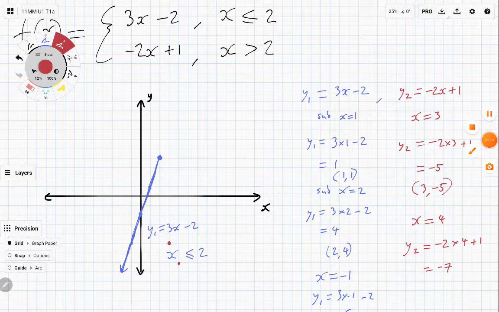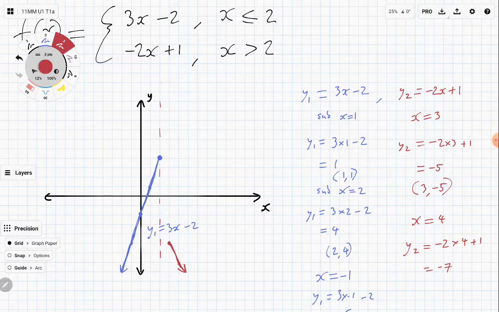So we can already get an idea of the shape of this line. It's going to look something like this, pointing downwards. But this line does continue all the way to this changeover point here, where it changes from one function to the other. And we need to work out where exactly that point is.